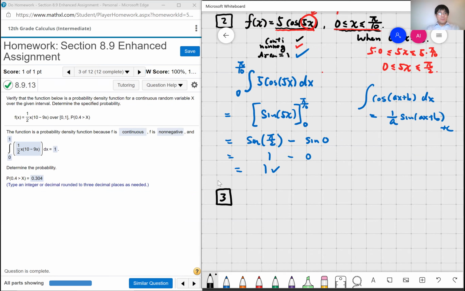Verify that the function below is a probability density function for a continuous random variable x over the given interval. Determine the specified probability. So now, the first part of the problem is similar to problems 1 and 2, but we have additional computation to do.